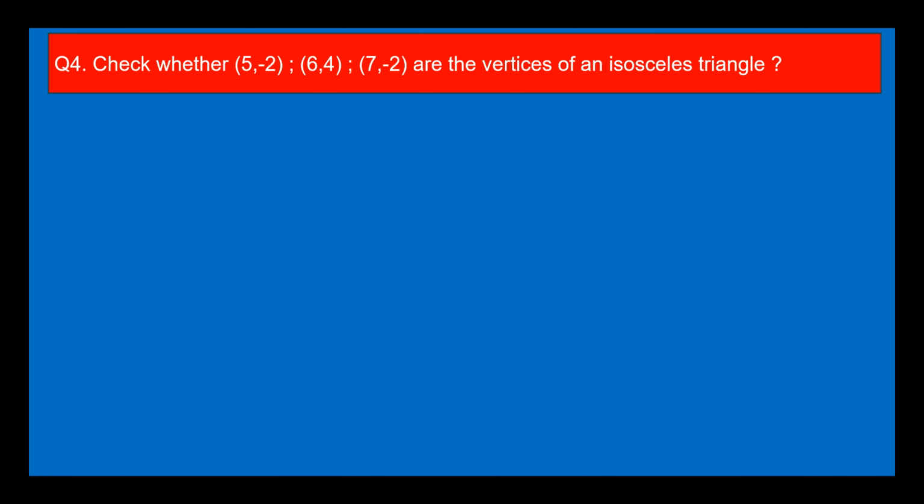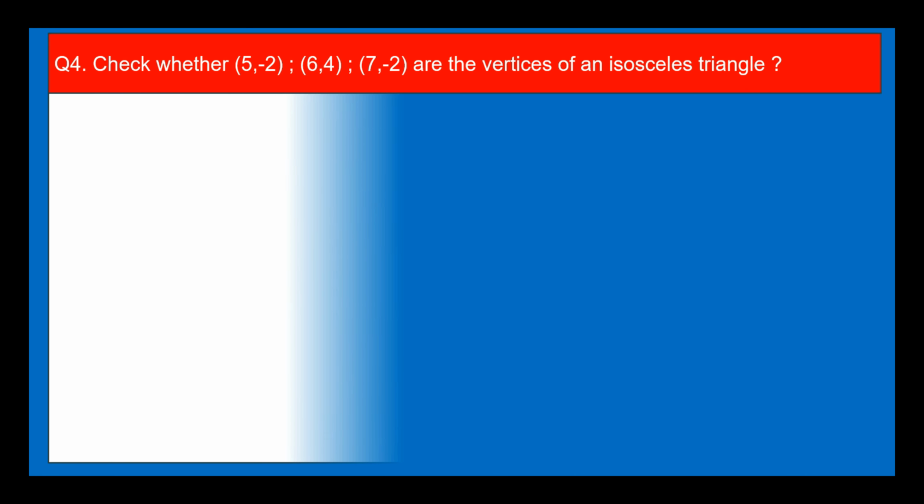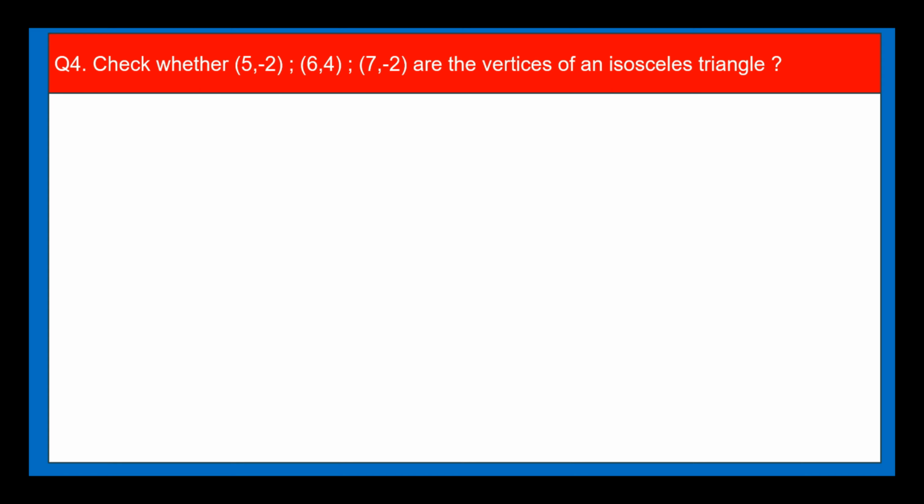Yes, good. In any triangle, if two sides are equal, then you can say that the triangle is isosceles. Means the lengths of two sides should be same. In any triangle, if two sides are equal in length, then the triangle is isosceles. Let us answer this.